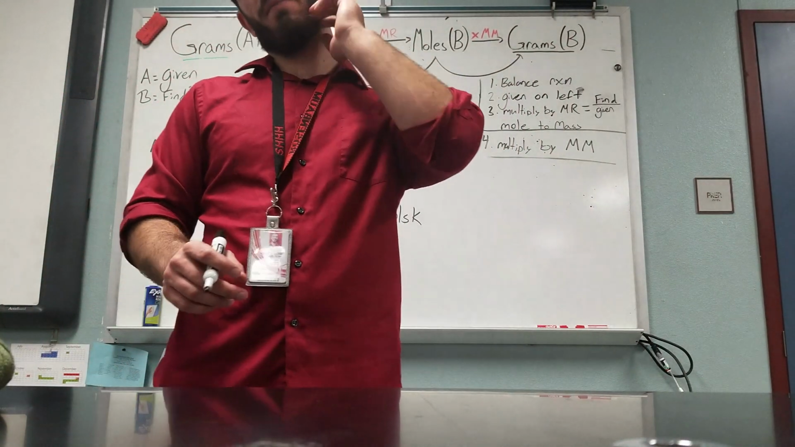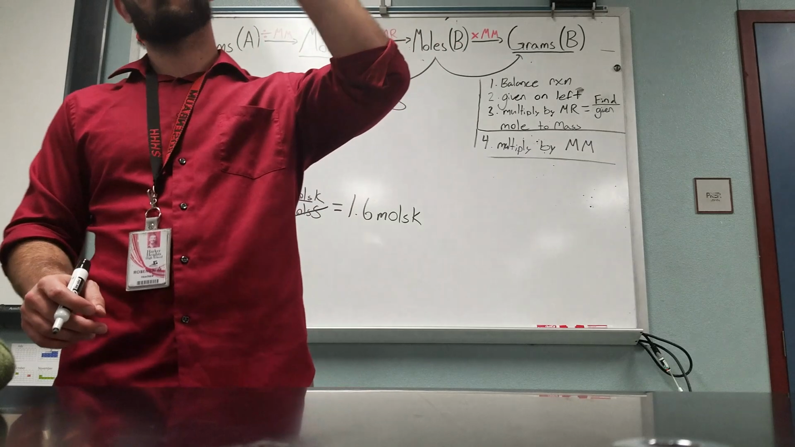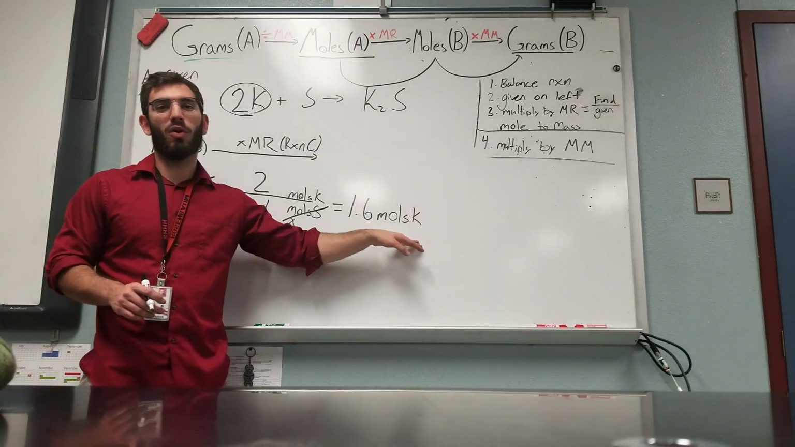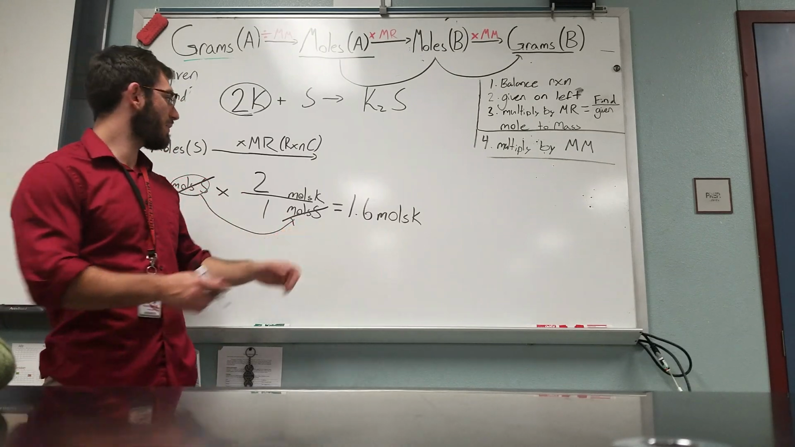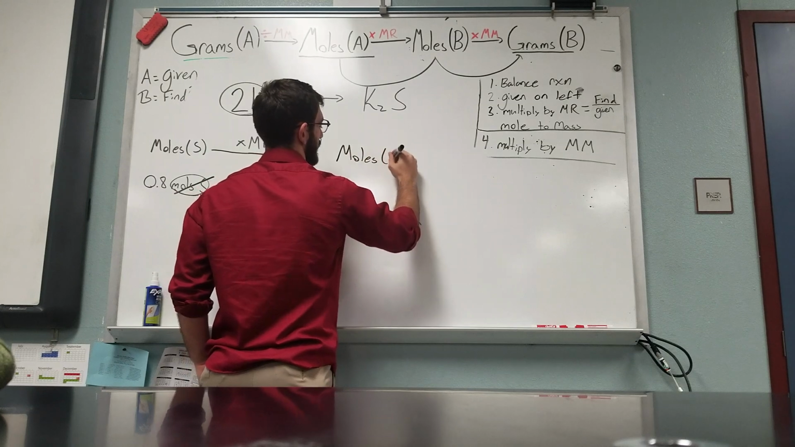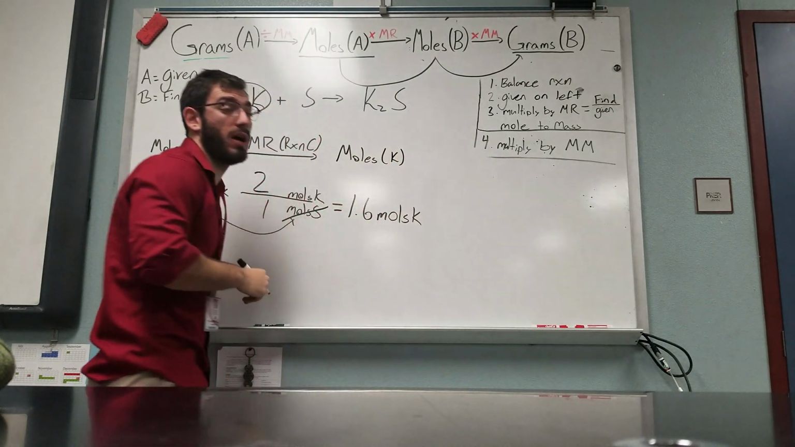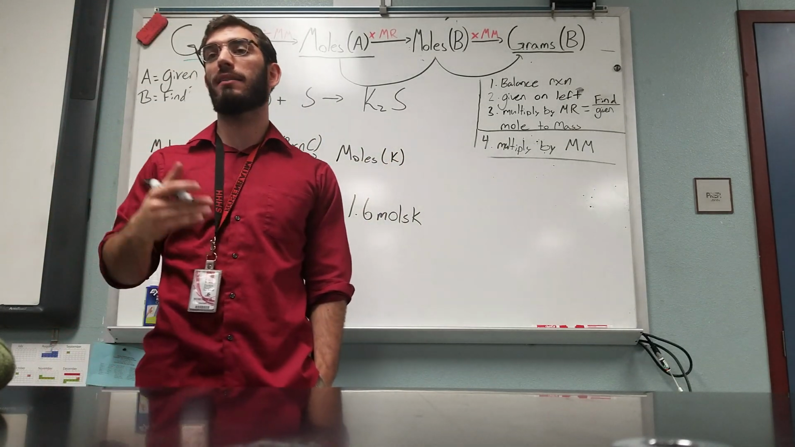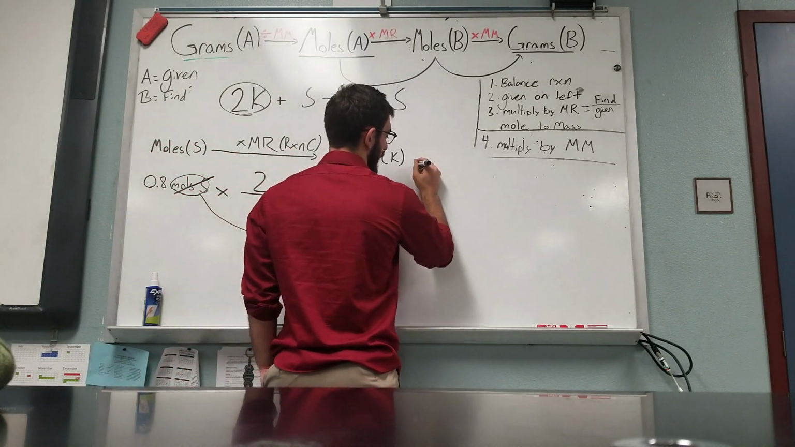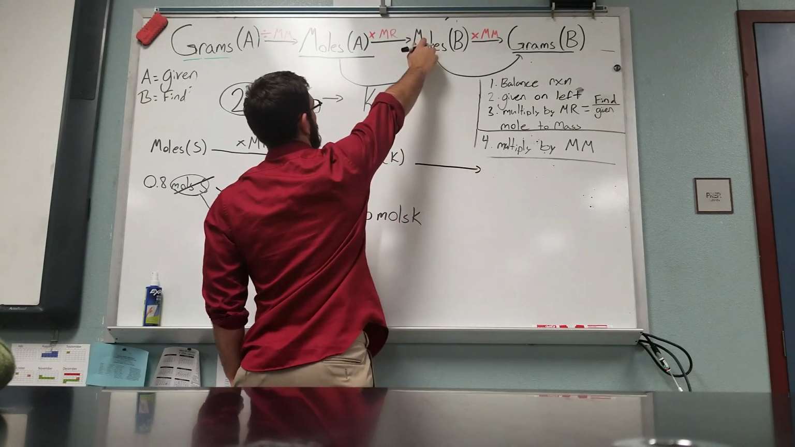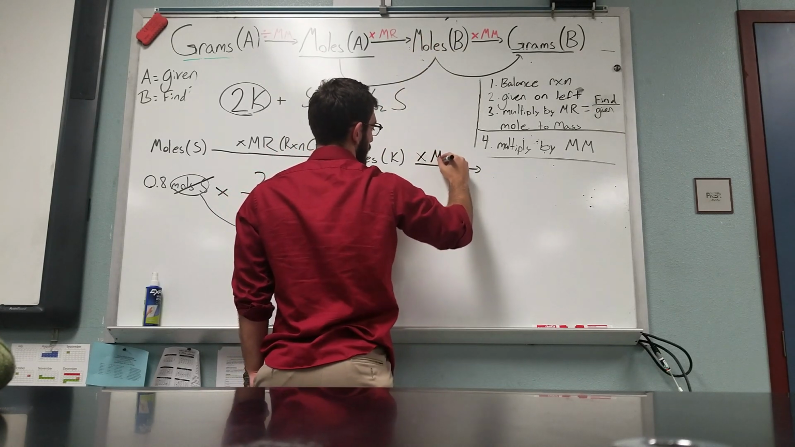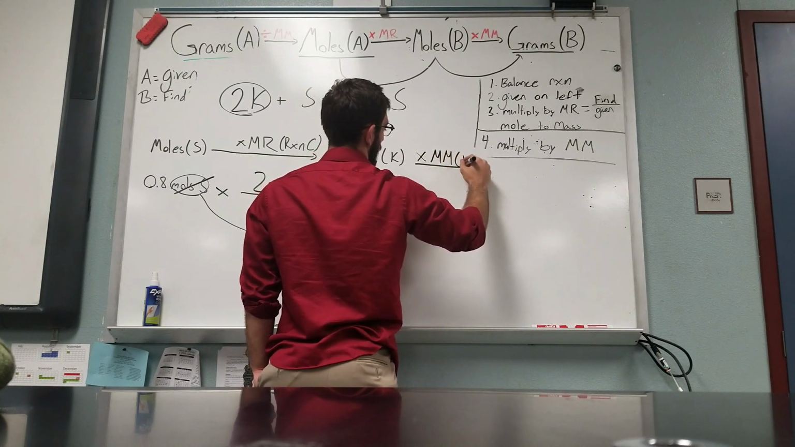Okay, back up here. 3, 2, 1. So, we have 1.6 moles of potassium. That's what we found, the moles of potassium. But that's not what it wants. It wants to calculate the mass in grams of potassium, so we have to take it one step further. We need to follow the next step. We got the moles of B, which is potassium. Now we need to multiply by the molar mass of potassium.